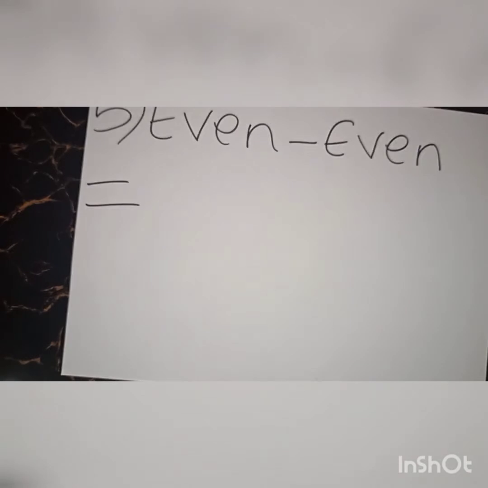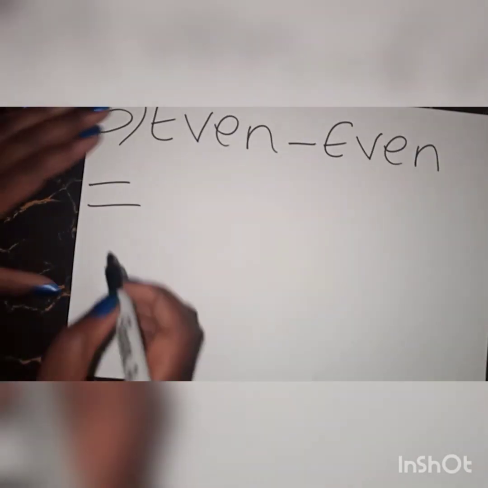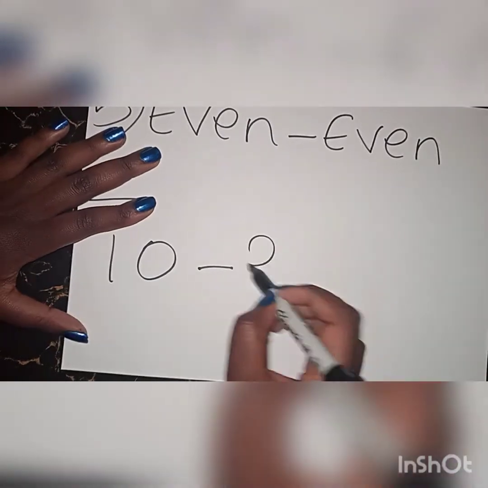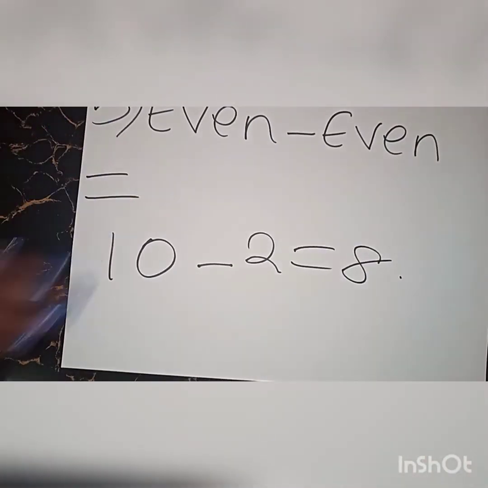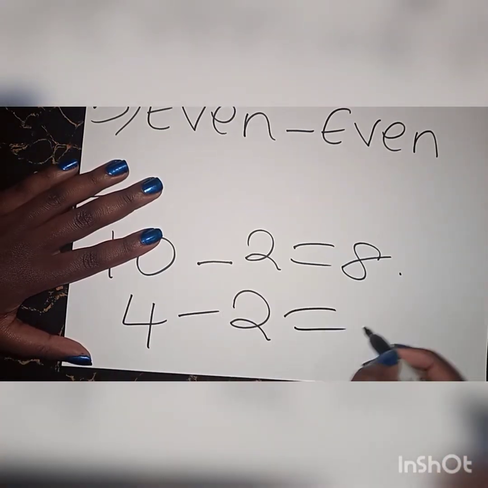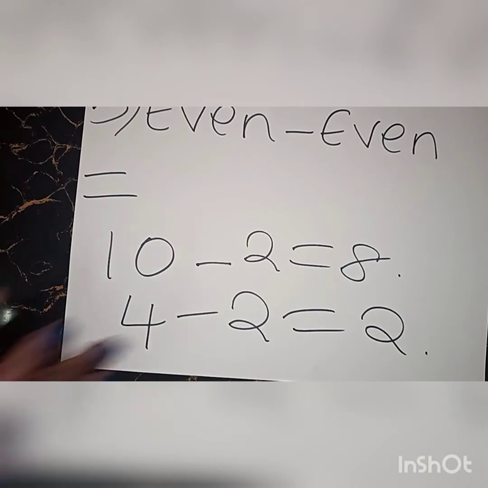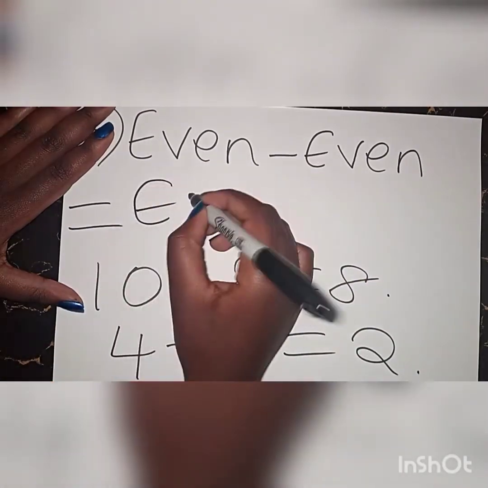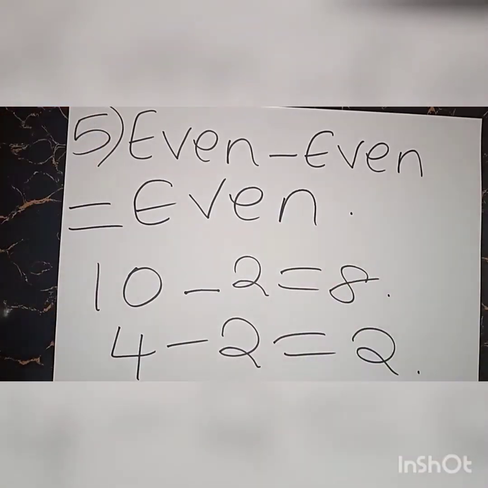What happens when you subtract an even number from another even number? So 10 minus 2 will give you 8, okay? Another example would be, say, 4 minus 2. 4 minus 2 will also give you 2, okay? So we can comfortably conclude that an even minus even gives us even, okay?